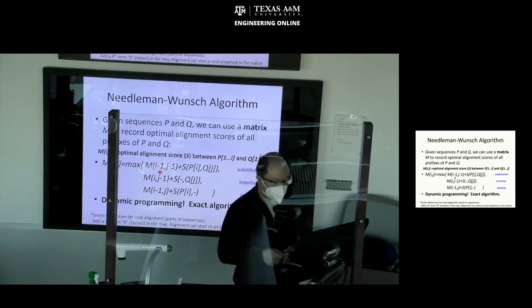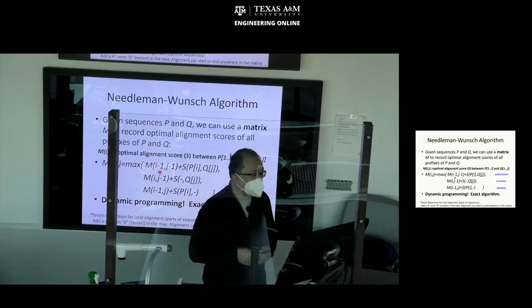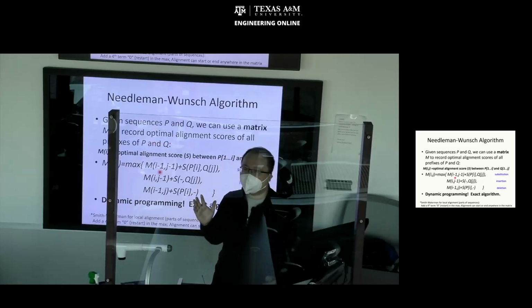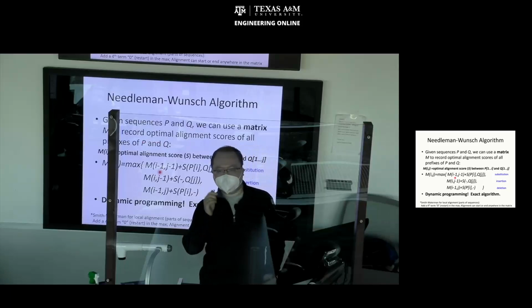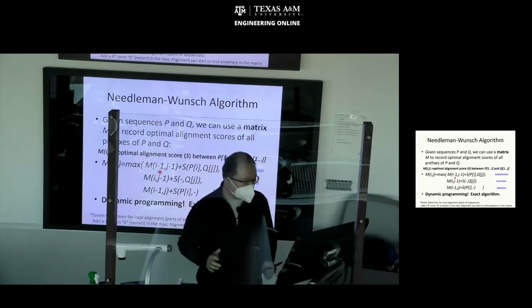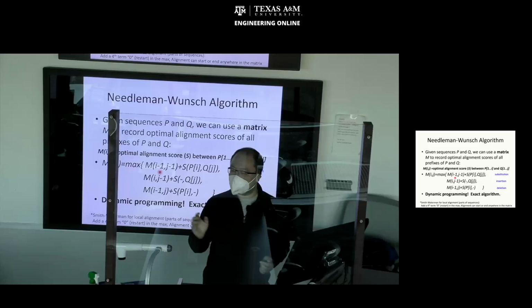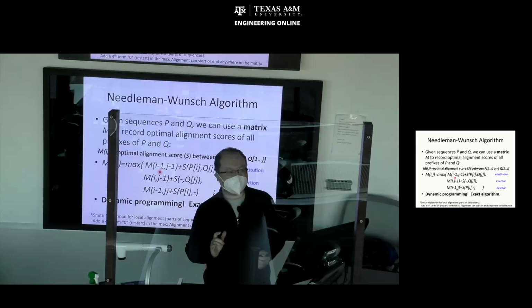In this case, it's instantiated as the Needleman-Wunsch algorithm. It is an exact algorithm, meaning that it's guaranteed accurate. It's guaranteed to give you the optimal solution. But it's the order of n squared. It's not the fastest, okay?